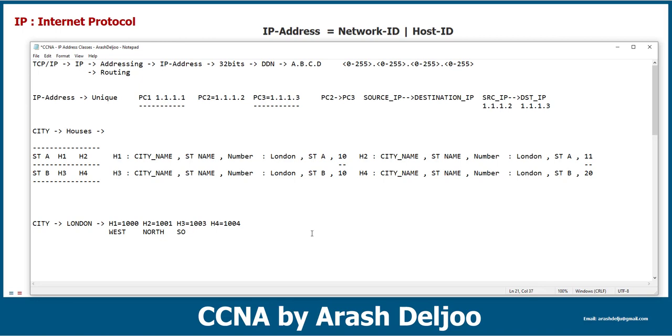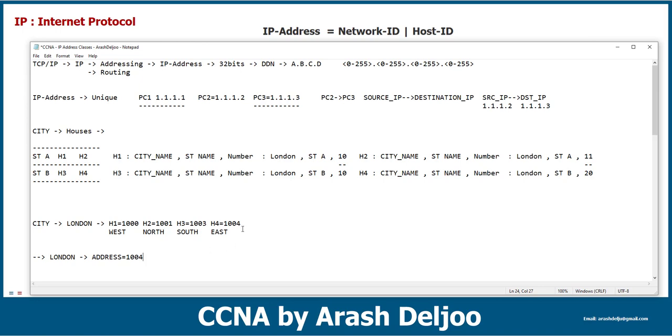Okay, and after that the host 4 is residing in the east of London. This means that if, for example, me and you are going to London, and we need to find the address, for example the address 1004, we can't use this number for finding, for routing and reaching the destination.